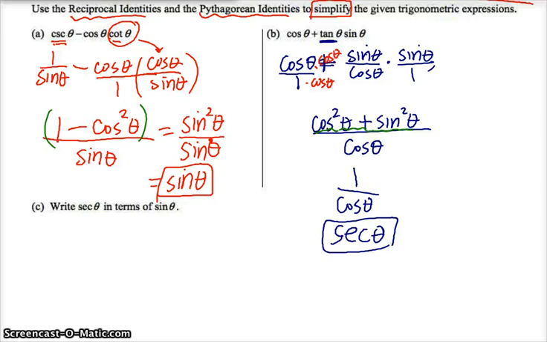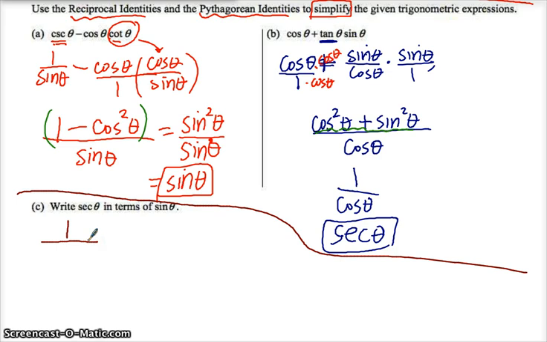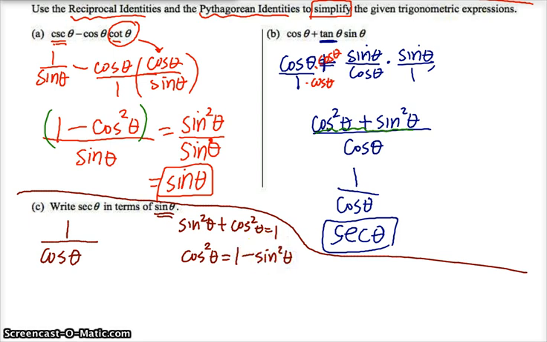Okay, this last one, let's rewrite secant theta in terms of sine. The only thing I know to do with secant is to make it a reciprocal of cosine, and we saw that right here. Secant is the same as 1 over cosine theta. If I'm trying to write it in terms of sine, then I have to tie cosine to sine somehow. We know from the Pythagorean identity that sine squared plus cosine squared theta equals 1. If I'm trying to get it in terms of cosine, I'm going to isolate cosine squared, which equals 1 minus sine squared. My last step is to then take the square root of both sides.